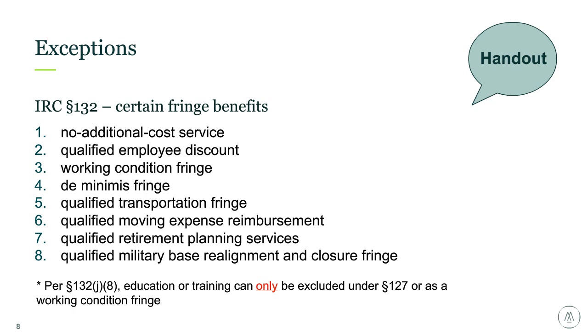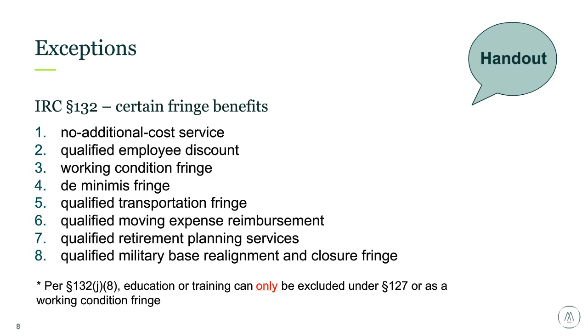So the exceptions that you see on your screen, 1 through 8, we're going to talk about the first 5 in a bit more detail in the subsequent slides. We're not going to be going over number 6, qualified moving expense reimbursement, because as of January 1st, 2018, the Tax Cuts and Jobs Act did away with that exclusion. So now if you're providing qualified moving expense reimbursement to your employees, that will be taxable to them for income tax purposes and payroll tax purposes, just as if you, say, gave them a bonus. So that's been a huge change in the landscape.